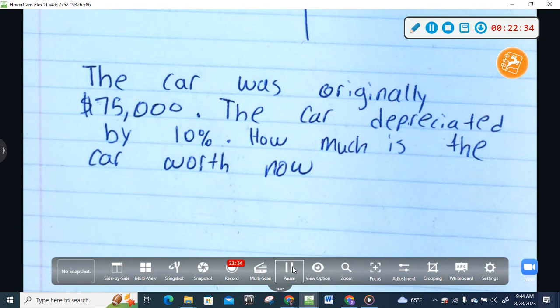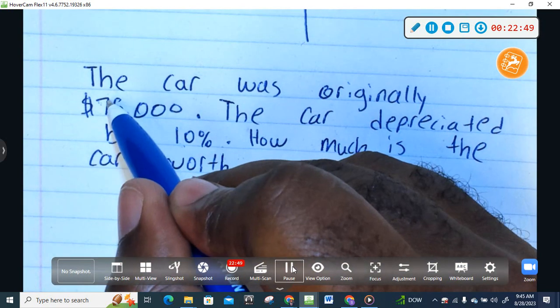It says the car was originally $75,000. All right, the car depreciated by 10%. How much is the car worth now? All right, so first step. I want y'all to think about problems like this. I know I see percentages. I know I see numbers here.